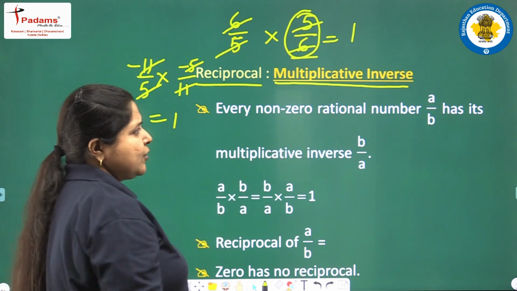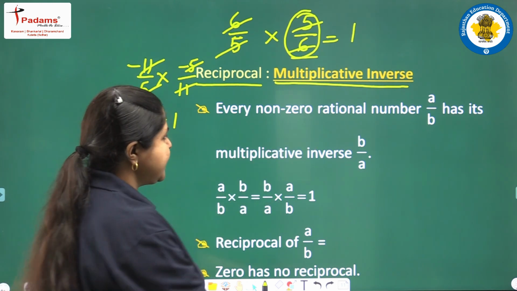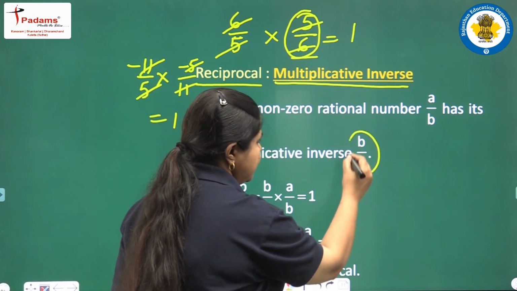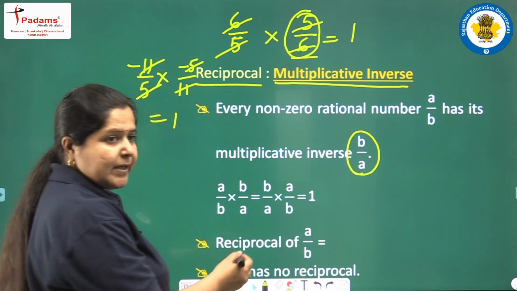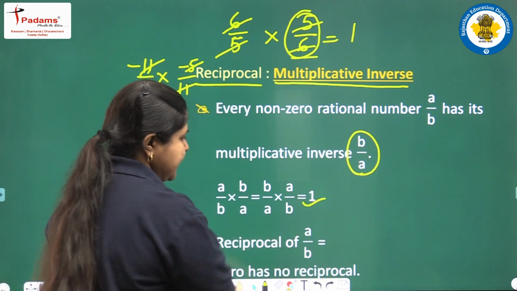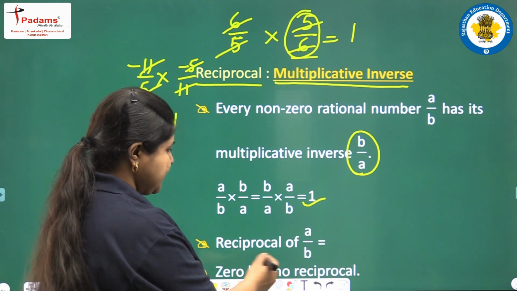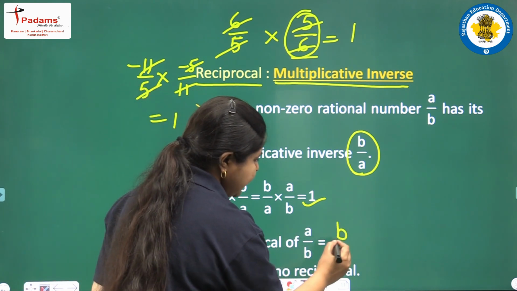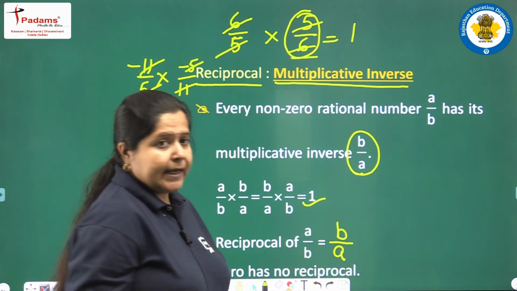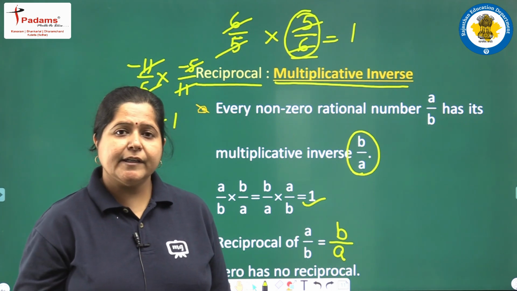For every non-zero rational number a upon b, its multiplicative inverse is b upon a, and if we multiply both of them, we will get the answer 1. So reciprocal of a upon b is always b upon a. It is also called the multiplicative inverse.